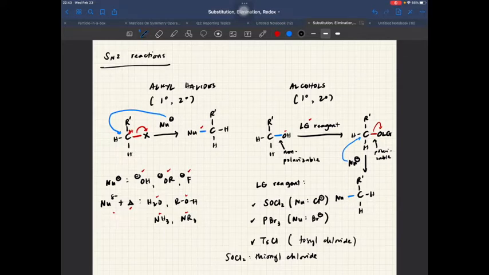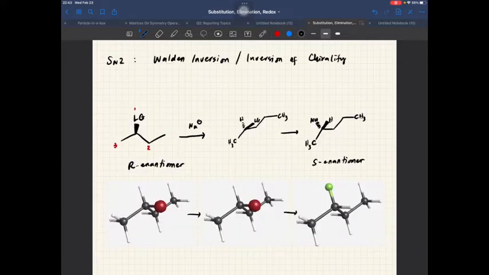For PBr3, the built-in nucleophile is bromide ion. For tosyl chloride, it has no built-in nucleophile, so you could use any nucleophile subsequently. One aspect of SN2 reactions, which is different from that of SN1 reactions, is what we call Walden inversion, or inversion of chirality. Take note that the nucleophile attacks from the back. Okay, the nucleophile attacks from the back of the molecule.